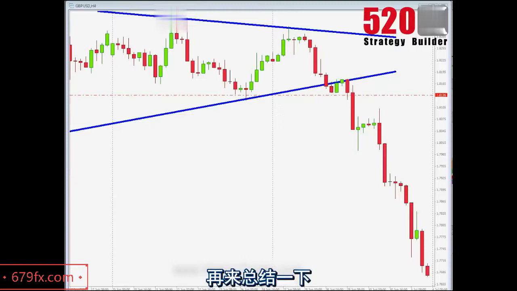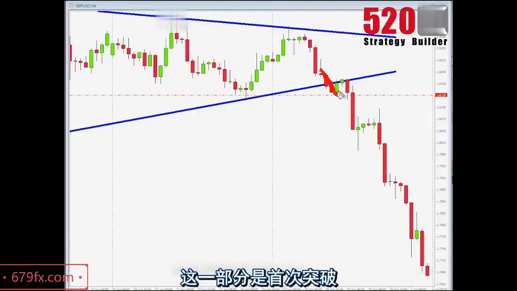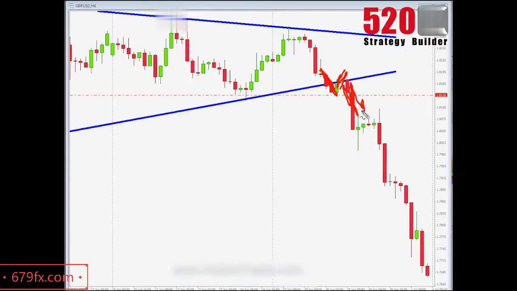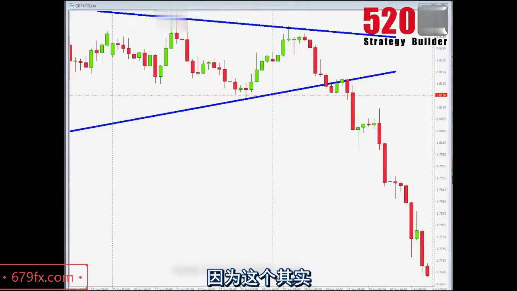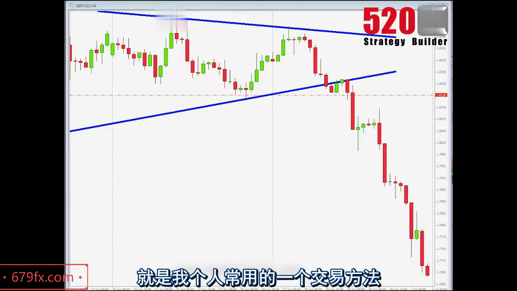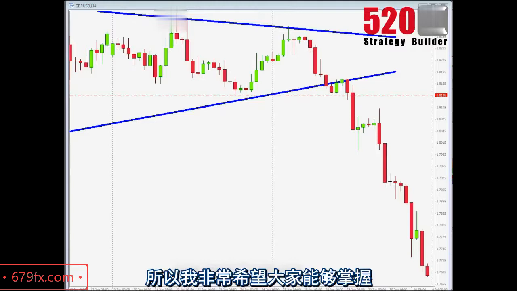So as we look below the breakout thrust, this being the breakout thrust, then this being the pullback, and this being the continuation. Sorry to repeat that so many times. I just want you guys to understand this concept very clearly, because it's one of my main trading tools.